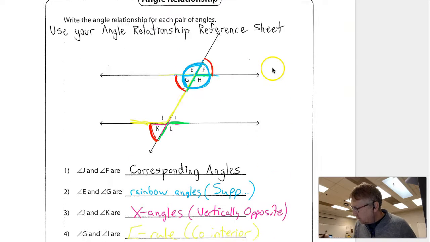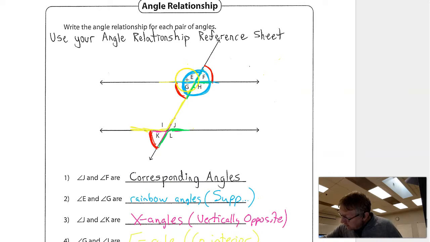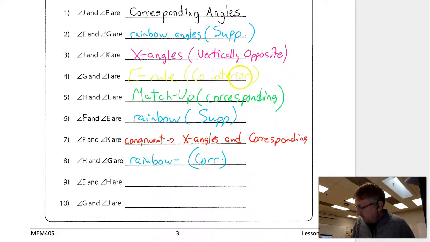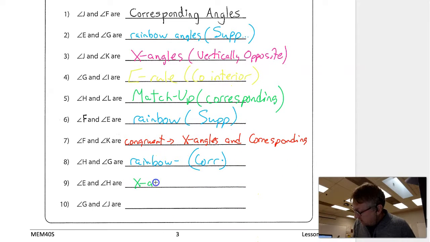E with H. Angle E is this corner. Angle H is this corner. Can you see that they're making the X angle thing? Otherwise known as vertically opposite.